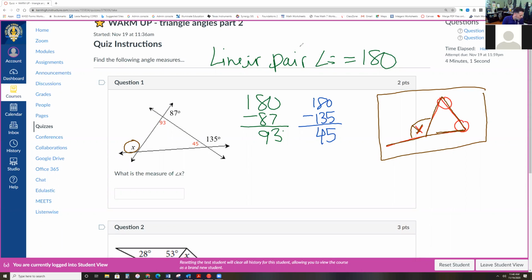The exterior angle theorem says the measure of the exterior angle of the triangle is equal to the sum of the two non-adjacent angles. So if I want to figure out what this equals, all I need to do is add those two inside angles of that triangle. The exterior angle is equal to the sum of the two non-adjacent angles of the triangle. So then x is just 93 plus 45. Using the calculator, 93 plus 45, you get 138. Easy peasy lemon squeezy.